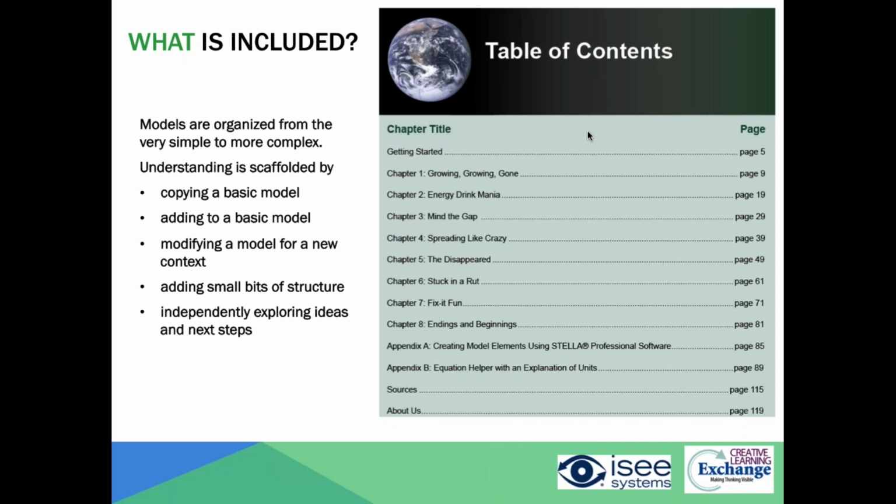The sequence of the chapters as well as the content within each chapter is designed in a way that builds complexity, and understanding is scaffolded. If you look at that left-hand set of bullets, the idea is that we start with how you can take a basic model, copy that model, and get the results that the model should produce. Then how could you add a little bit to that basic model, modify the model in a totally different context but using the same structure, maybe adding a little bit of structure. And then finally, through this gradual release of responsibility, get to the point where you can independently explore some of your own ideas and take some next steps. That's the idea of each chapter, especially the first 6, which follow that sequence throughout.